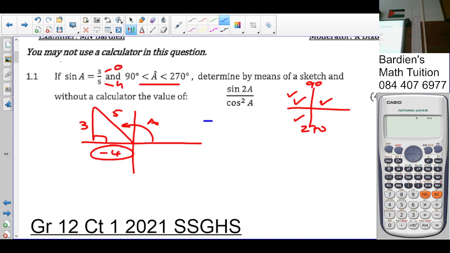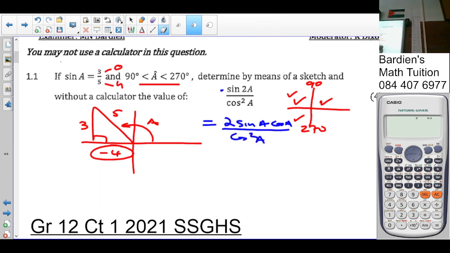So going with this here, if you look at the diagram, what do you notice? I do not have double A, I don't have 2A. However, I have angle A. So what I do is change that to 2 sine A cos A over cos squared A.